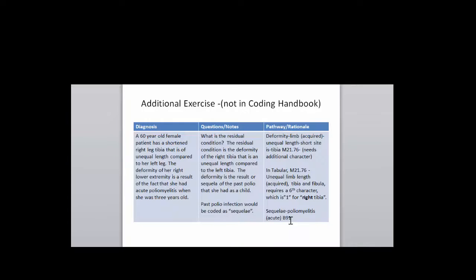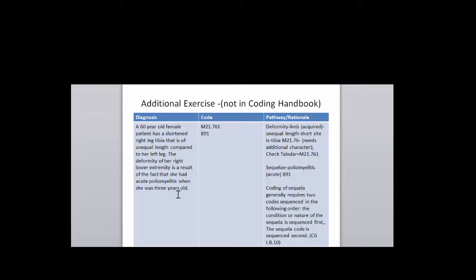So back to our problem here. We have added our 6th character of 1, because we're talking about this patient's right tibia, and we have our sequela code from B91. And which coding guideline helped me with that? Coding guideline 1B10, which is just as simple as the coding of a sequela generally requires 2 codes. The first code is the condition or the nature of the sequela, which in our case was this shortened leg length on the right tibia. And the sequela code, B91, is the second code. So your guideline gives you a sequencing rule, and tells you which goes first.